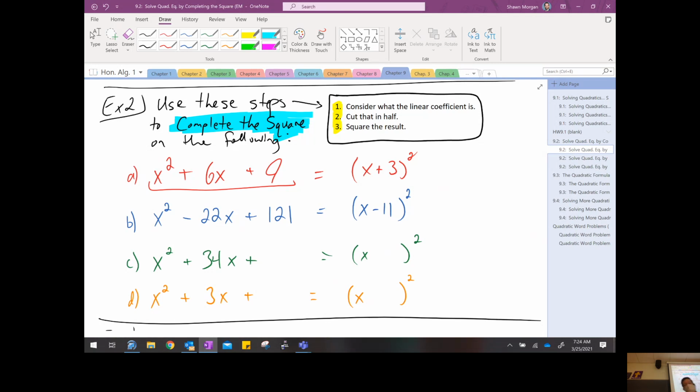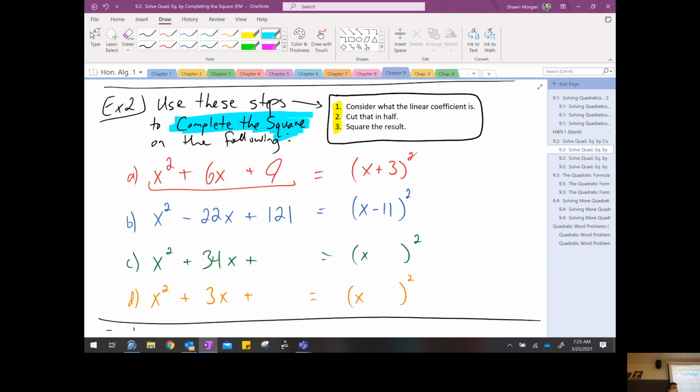All right, so like we went through with the red one here on part A, and we said, what would make this a perfect square trinomial? We said 9 would. And then the blue one, we said 121 would, right? The reason that we got those two numbers is that we identified the linear coefficient, we cut that in half, and then we squared the result. So we took that 6, cut it in half, got 3 squared is 9. 22 cut it in half, got 11 squared is 121.